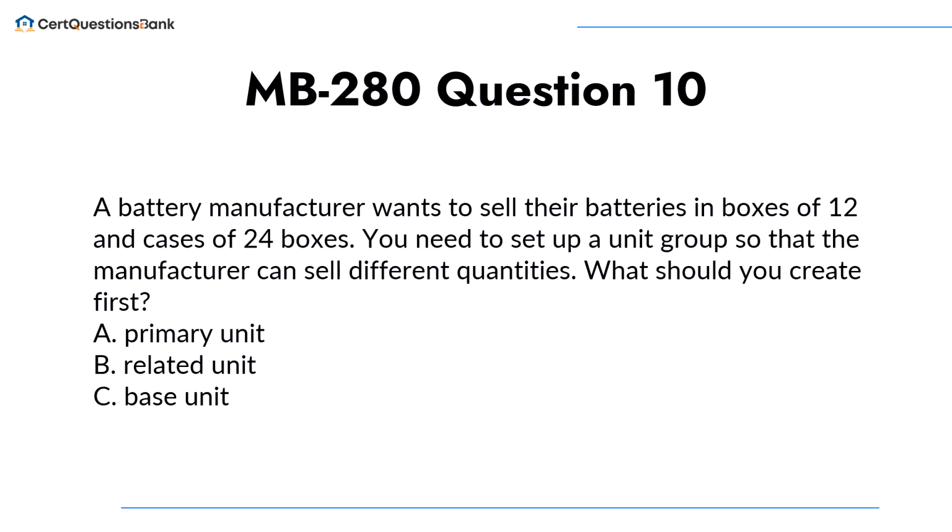A battery manufacturer wants to sell their batteries in boxes of 12 and cases of 24 boxes. You need to set up a unit group so that the manufacturer can sell different quantities. What should you create first? A. Primary unit. B. Related unit. C. Base unit.